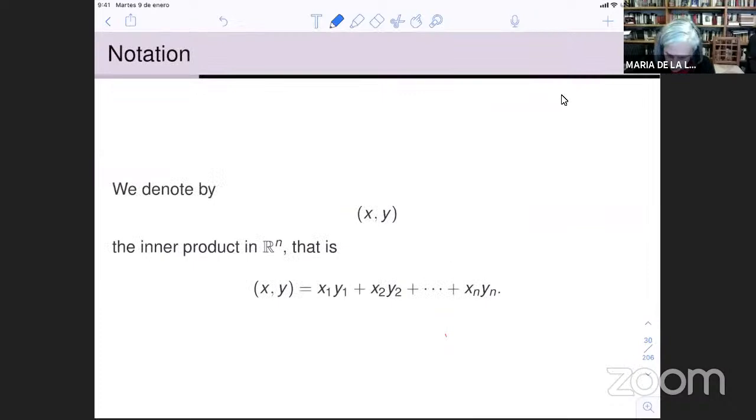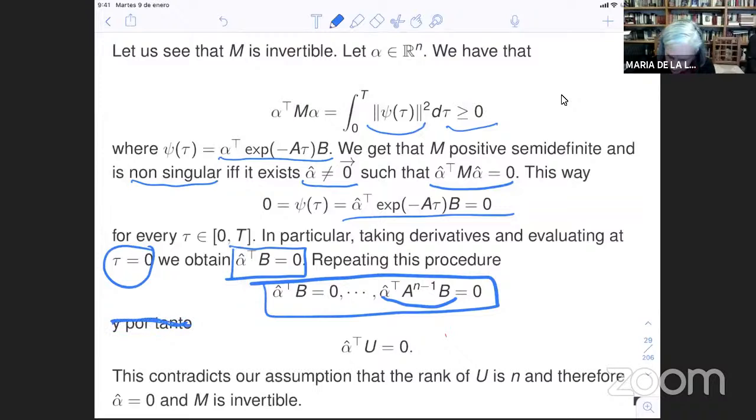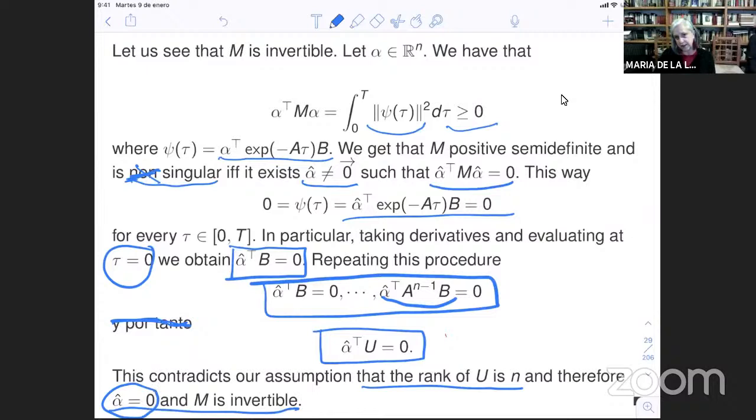Okay, so this means that alpha star U is equal to zero. And if M is singular, there exists this alpha different from zero that gives this zero. So if we have this alpha, because of our assumption that U has rank n, we obtain that alpha star is orthogonal to U. But this is in contradiction with the assumption that the rank of U is n. And then this alpha has to be zero, and then M is invertible. So we have this Kalman rank condition.